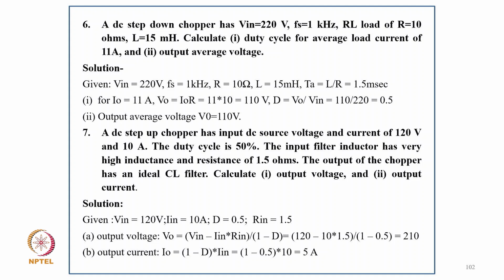So example 7, the DC step-up chopper has input DC source voltage and current of 120 volt and 10 ampere. The duty cycle is 50%. The input filter inductor has a very high inductance and resistance of 1.5 ohm. The output of the chopper has an ideal LC filter. Calculate the output voltage and the output current. So V_in 120 volt, I_in 10 ampere, duty cycle 0.5, R_in 1.5 ohm. The output voltage will be V_in minus, putting the relation, it comes 210 volt, and output current with the relation comes 5 ampere.